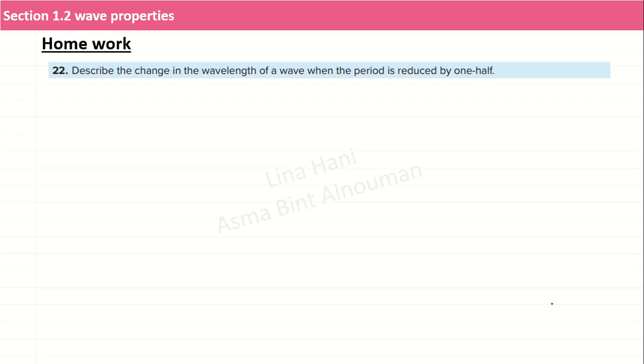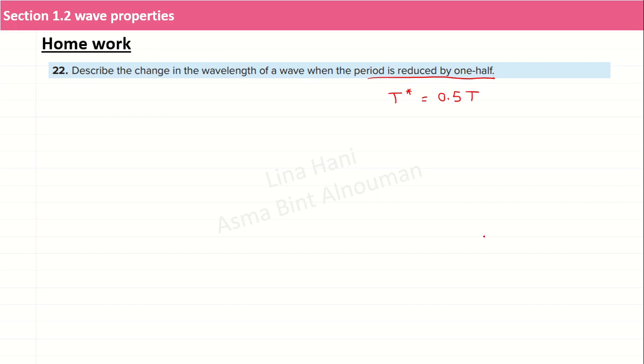Question 22. Describe the change in the wavelength of a wave when the period is reduced by 1/2. This is another ratio question. First of all, you need to see what parameter changed and what's the relationship between the new and the old parameter. So you can see here the period was reduced by 1/2. That means that the new period is equal to half the old period.